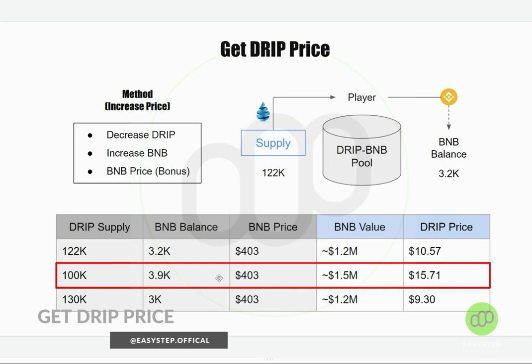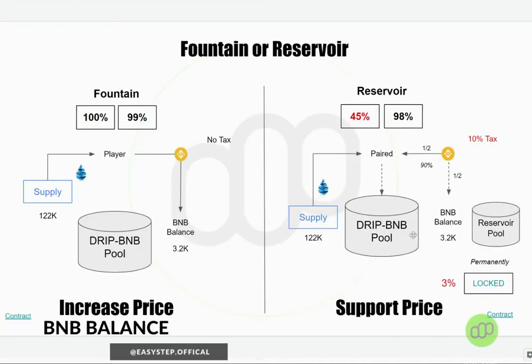So now that we know how the price of DRIP is calculated and why BNB is important, let's go ahead and talk more about the BNB in the fountain contract and the BNB in the reservoir. Now let's answer the question concerning BNB balance. The BNB that increases and decreases the BNB balance, does that only come from the reservoir or is it coming from somewhere else? Let's answer that question.